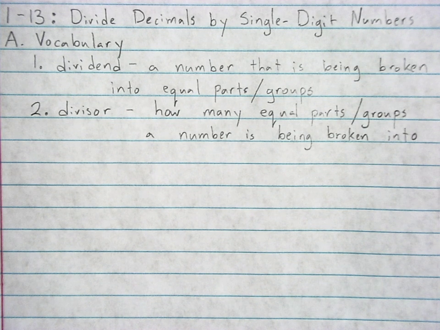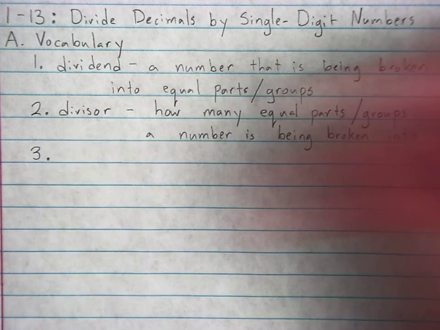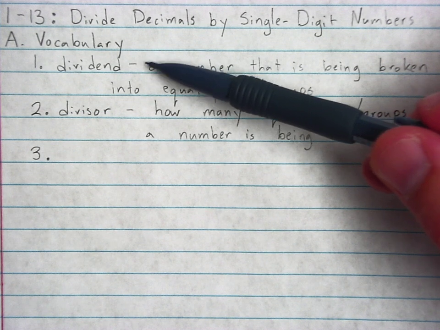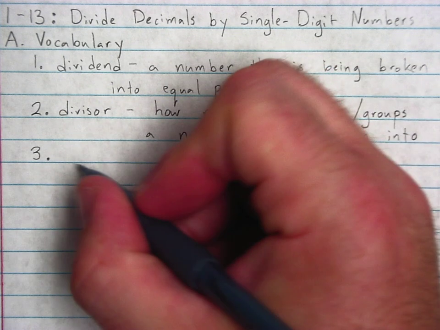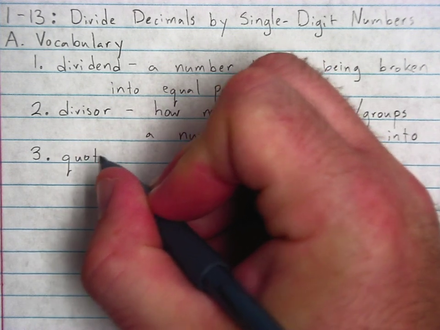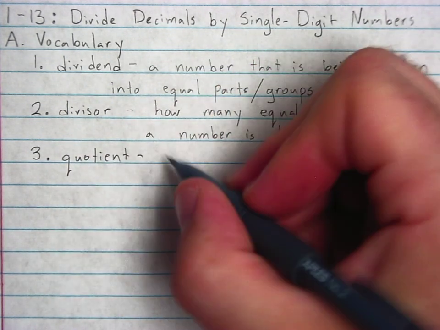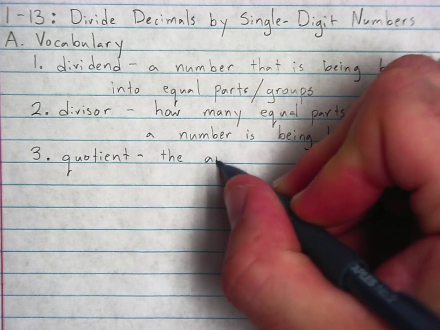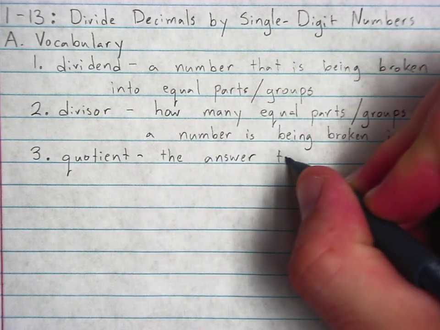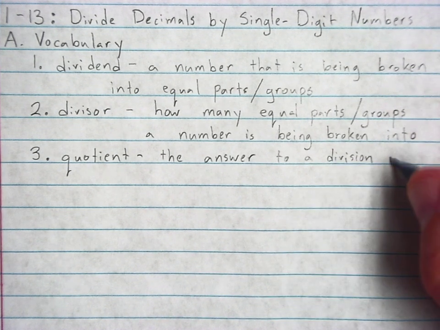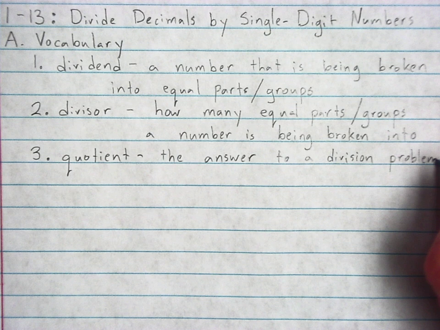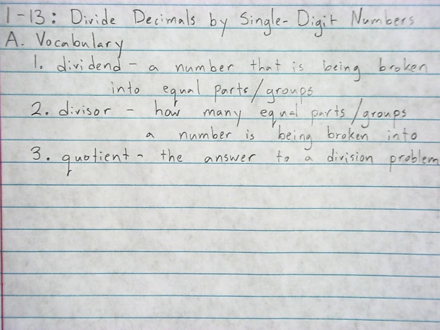And then finally, number 3, we've got our dividend. This is what we start with. Our divisor tells us how many pieces we're breaking the dividend into. And then the answer to that whole thing is the quotient. The answer to a division problem is your quotient. Okay. Hopefully not terribly new.